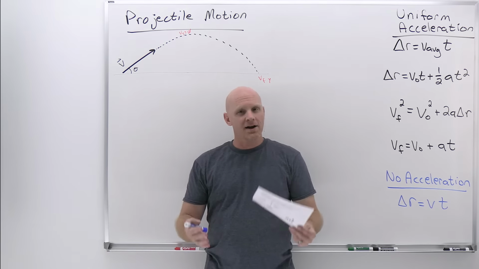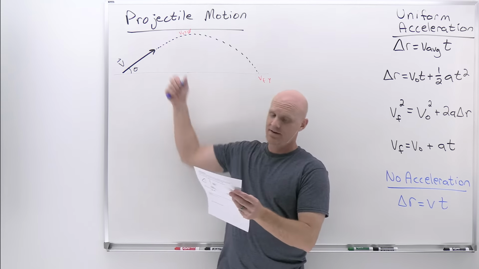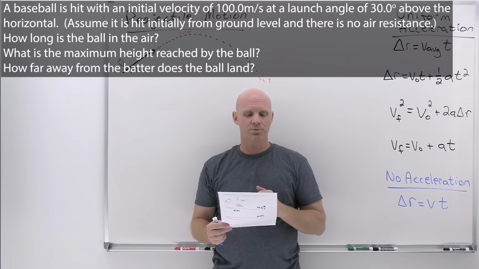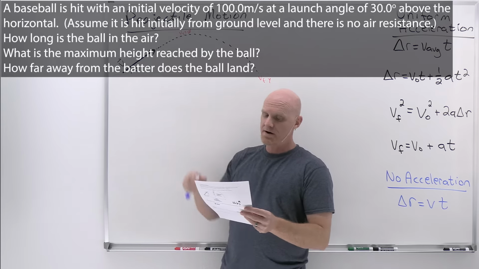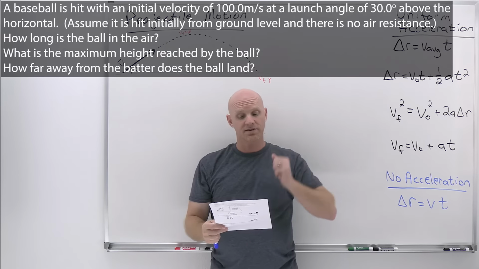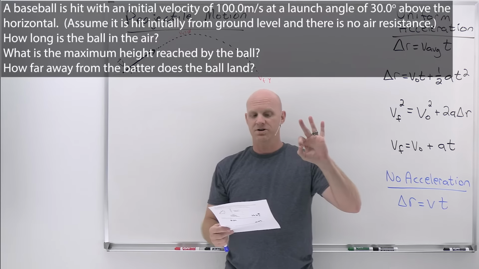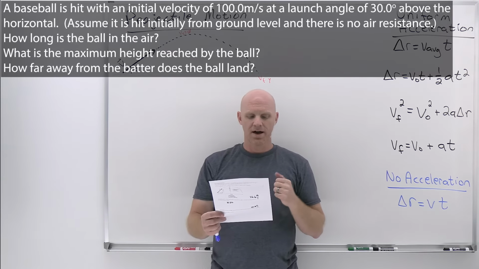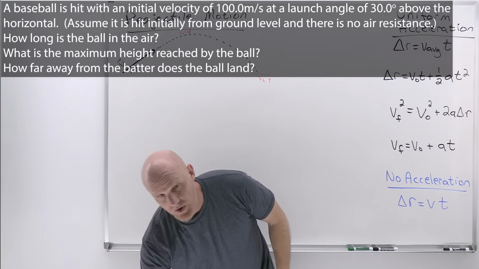So we're finally dealing with a two-dimensional problem now, and in this one we're going to have a baseball hit. Let's read it. A baseball is hit with an initial velocity of 100.0 meters per second at a launch angle of 30.0 degrees above the horizontal. Assume it is hit initially from ground level and that there is no air resistance. 3-part question. How long is the ball in the air? What is the maximum height reached by the ball? How far away from the batter does the ball land? So those are the questions we want to answer here.